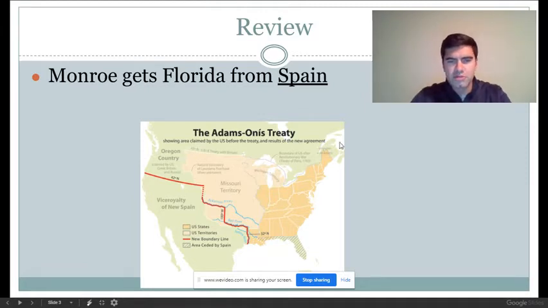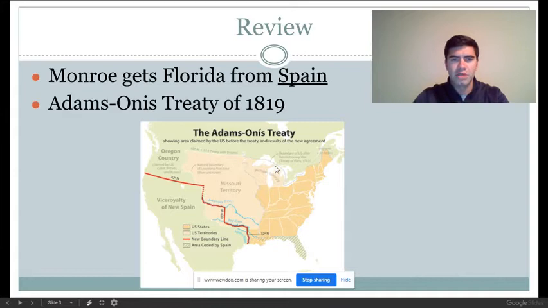And once James Monroe signs that contract with Spain, called the Adams-Onis Treaty, in 1819, the United States officially acquires Florida from Spain.